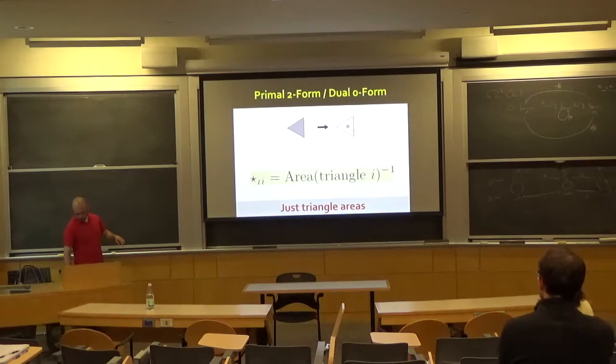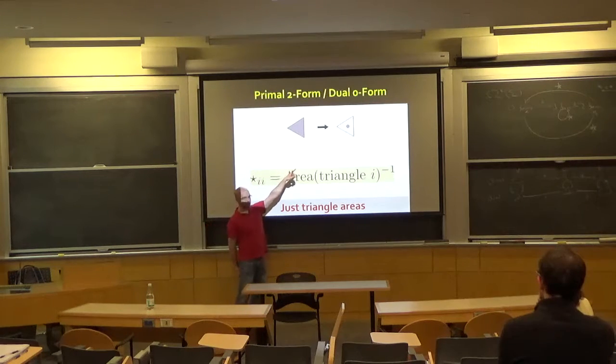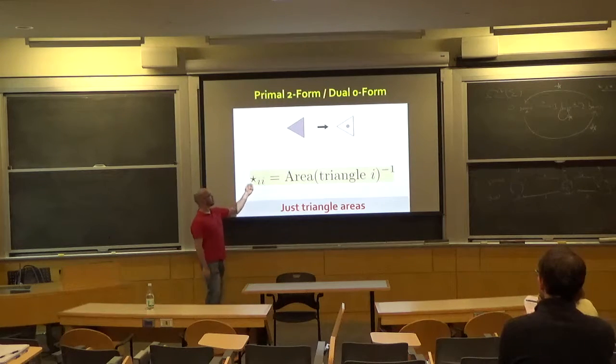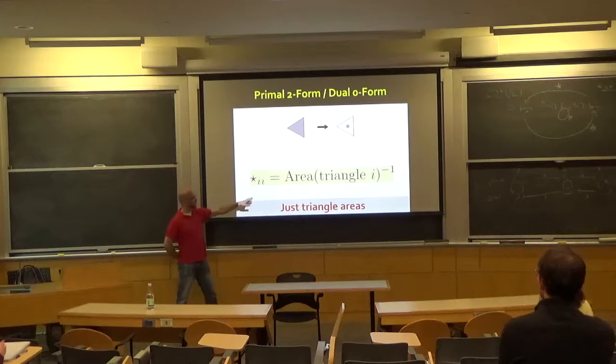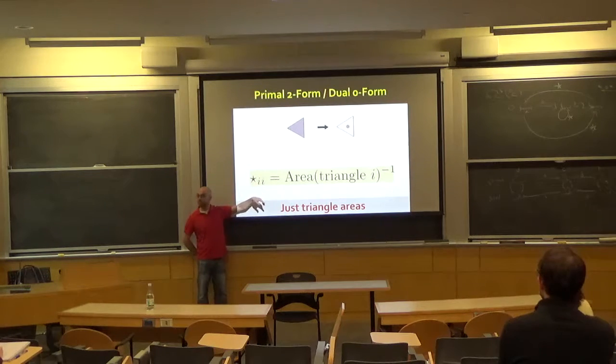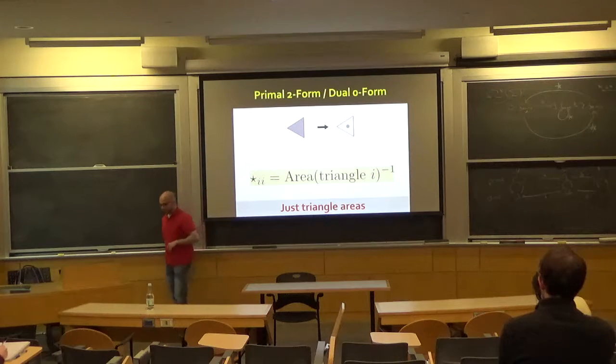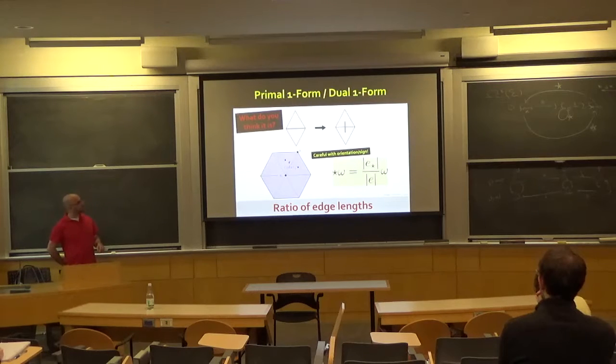All right, and this is where we get approximation. So for example, if I had the integral of something over a triangle, and I just wanted the value at the center point of the triangle, the most obvious thing to do would be to just divide by the triangle area. So in fact, the star matrix that goes from primal 2-forms to dual 0-forms just divides by the area of each triangle. Notice that all the star matrices are diagonal matrices. So nice.